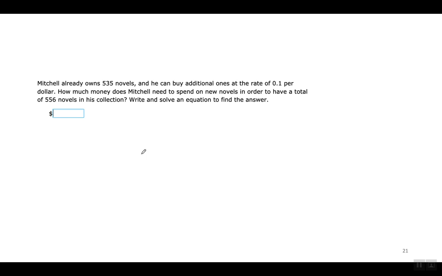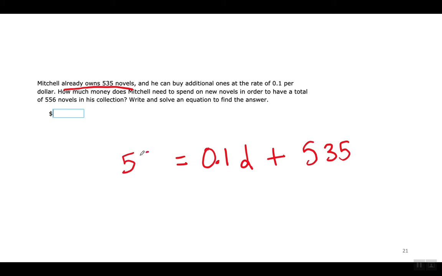Okay, Mitchell already owns 535 novels. So that's our y-intercept, okay? Mitchell ya es dueño de 535 novelas. And he can buy additional ones at the rate of 0.1 per dollar. I know this may sound a little confusing, but I would just write it out the way we've been writing out all the other ones and not overthink it. 0.1 per dollar. How much money does Mitchell need to spend on new novels in order to have a total of 556 novels?